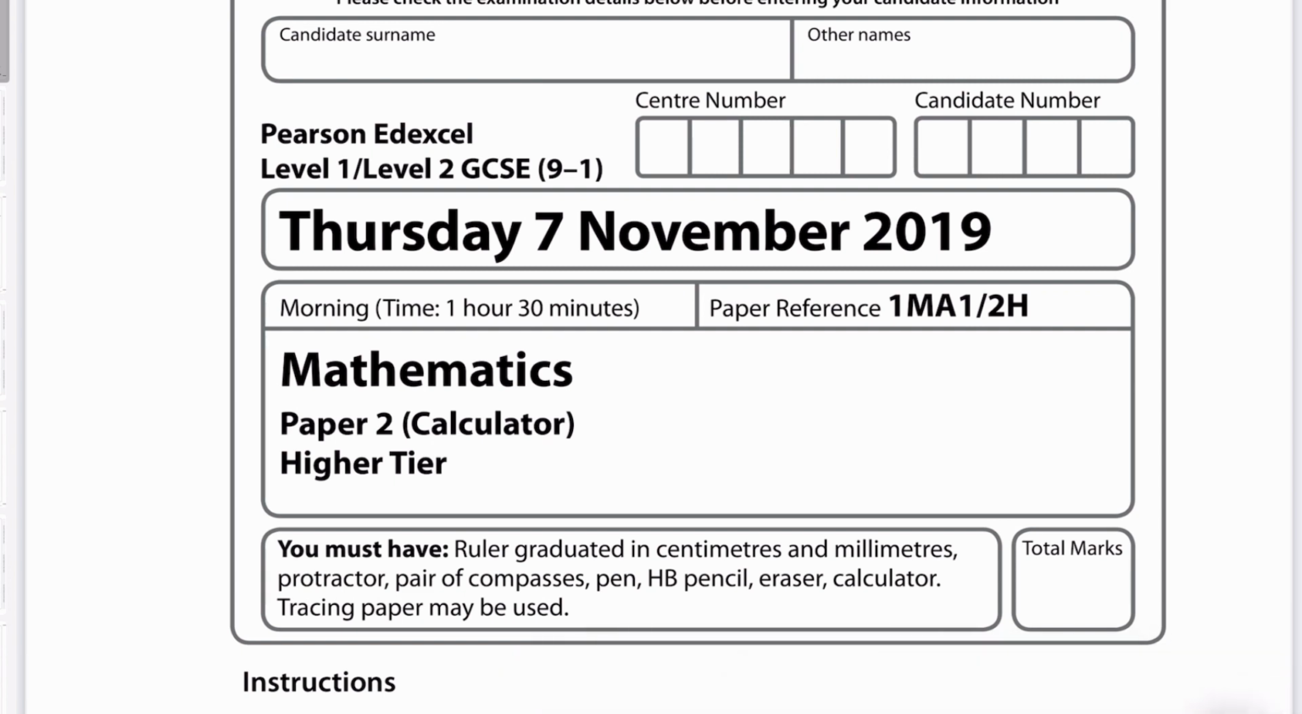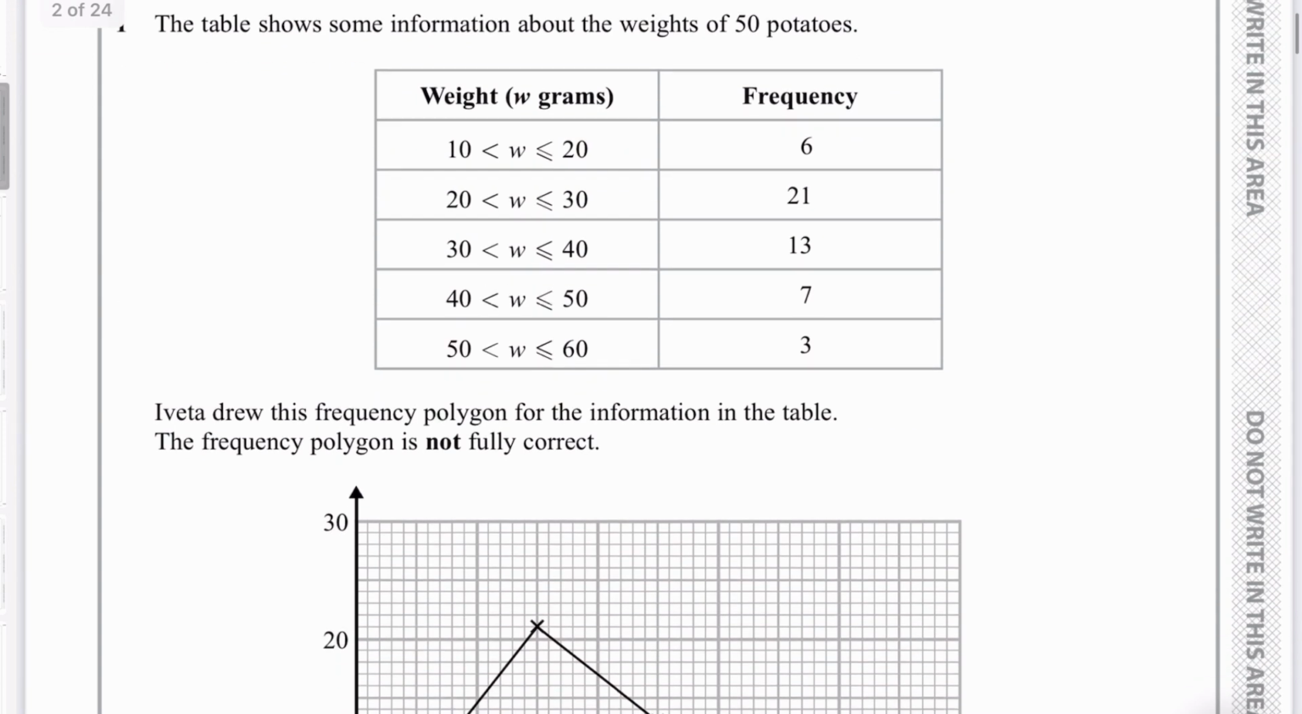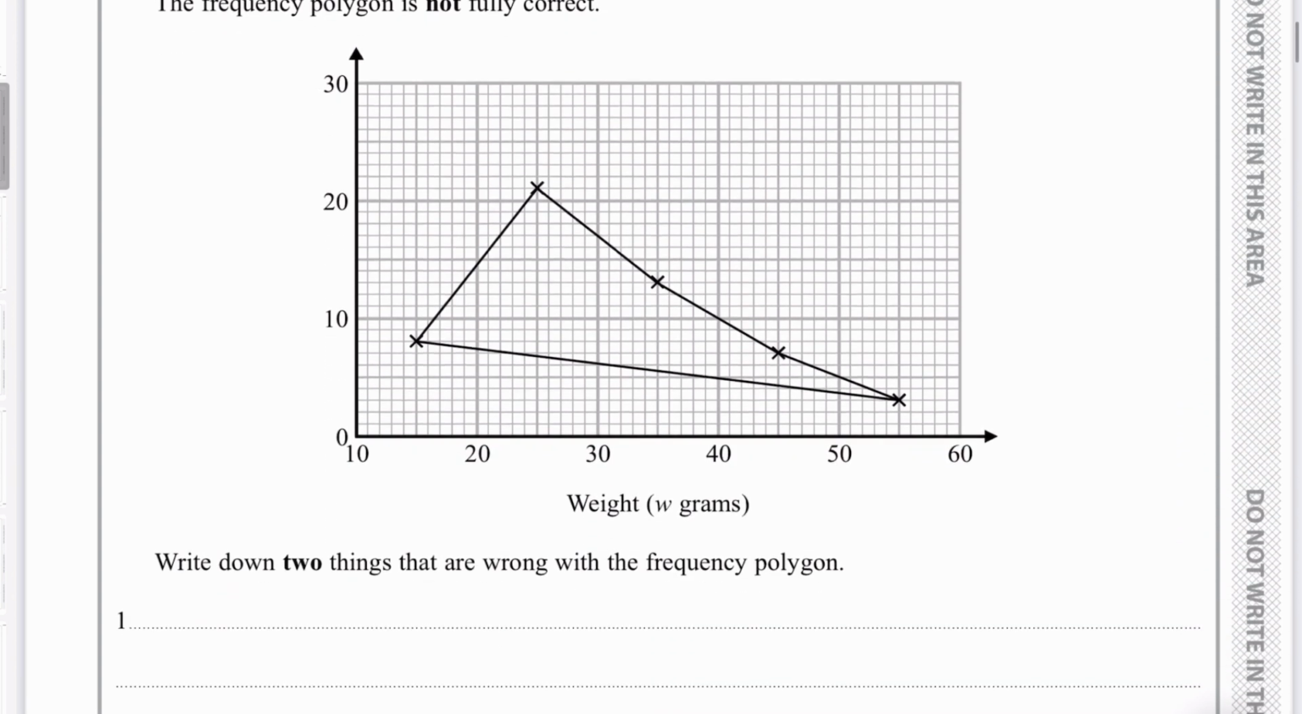Hi, so in this video we're going to be looking at the November 2019 higher tier paper 2 for Edexcel. So please do stop the video, have a go at each of the questions. So we're going to start with question number 1, which is a fairly traditional frequency polygon type question, and it says that this particular frequency polygon has been drawn for 50 potatoes on this particular graph, and there are three things actually that are wrong, but we're being asked to write down 2 things.